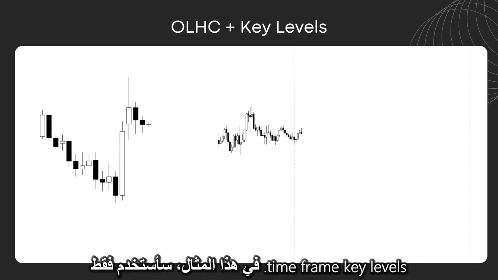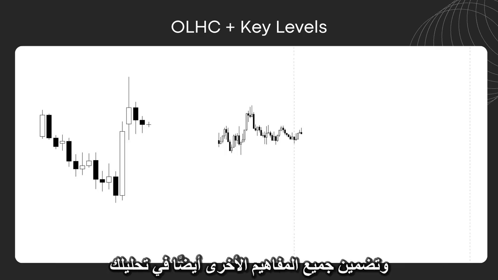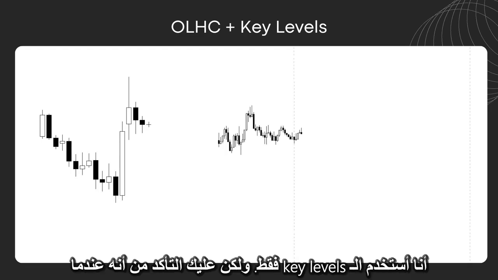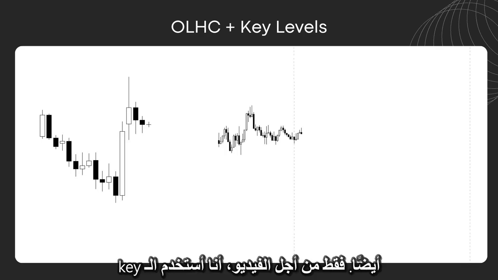So in this example, I'll just use key levels to explain these, but you need to remember that you have to combine and integrate all of the other concepts too, and use them in your analysis as well, right? This will just build your fundamental understanding, so that's why I'm only using key levels, right? But you're going to make sure that whenever you are doing your analysis, you integrate the other concepts as well, right? Just for the sake of the video, I'm only using key levels.